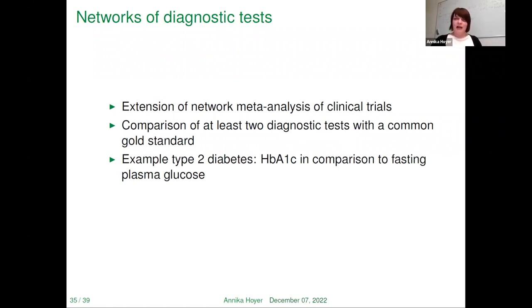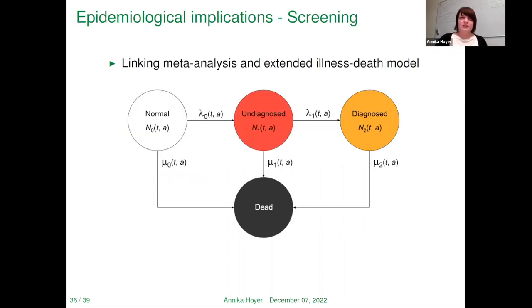which is already applied in diabetes research. And then this is the last thing I would like to present to you. We would also like to link our results to another research project of my group, where we used the illness-death model to describe surveillance of chronic conditions. Here we have an extended illness-death model where somebody can be non-diseased, undiagnosed, diagnosed, or dead. Then we have our transition probabilities or transition weights between the states.